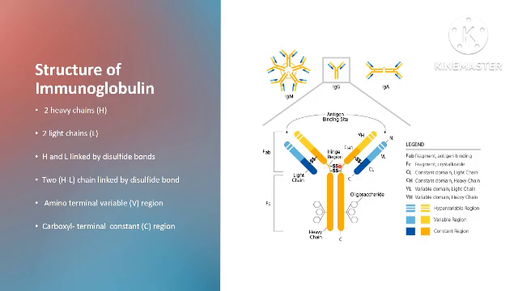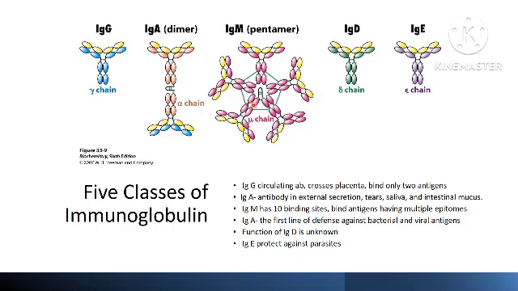Light chains and heavy chains are linked by disulfide bonds. If you see the structure of immunoglobulins, IgA is a dimer, IgM is a pentamer, remaining 3 are monomers. You can see that based on heavy chain, the immunoglobulins are named accordingly. The mnemonic is GAMED, you can remember GAMED.